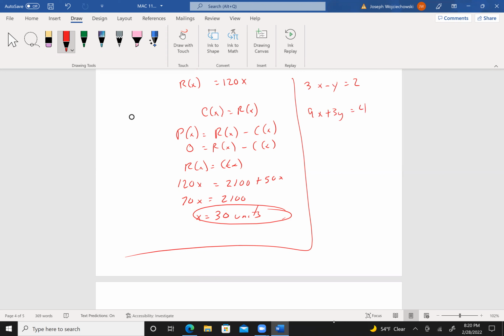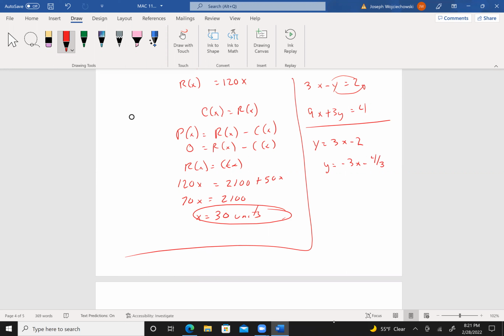So we can do this in our calculator. Of course, the first thing to do for us to do this in our calculator, add y to both sides, subtract 2. So you get y equals 3x minus 2. Here, subtract, divide by 3. So y equals negative 3x minus 4 divided by 3.